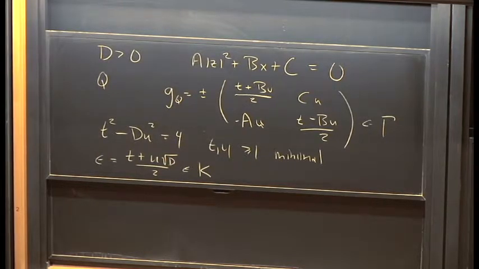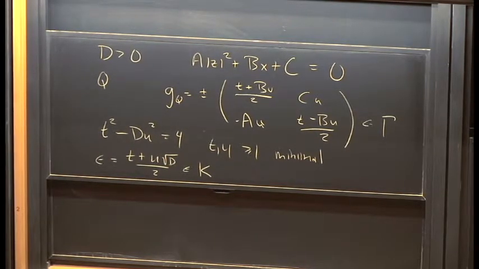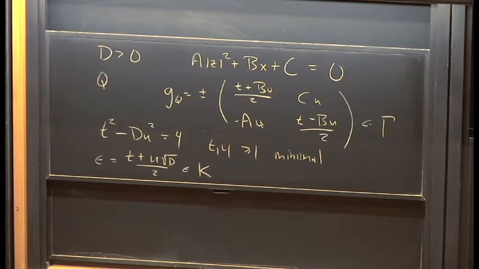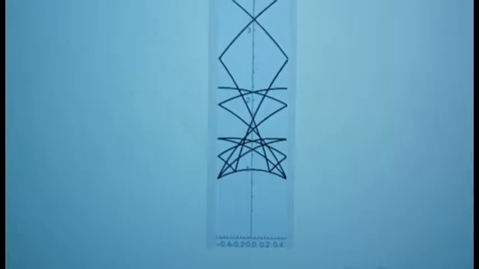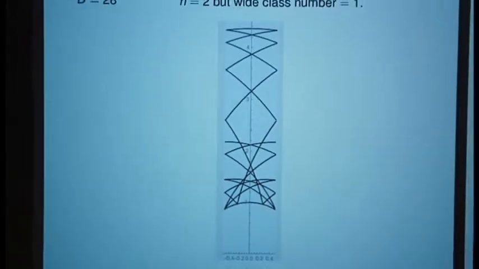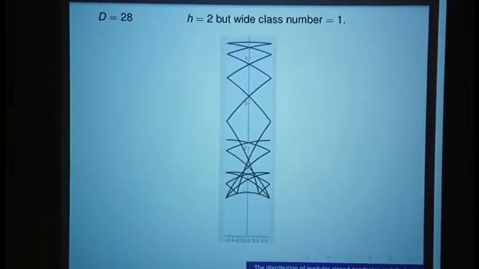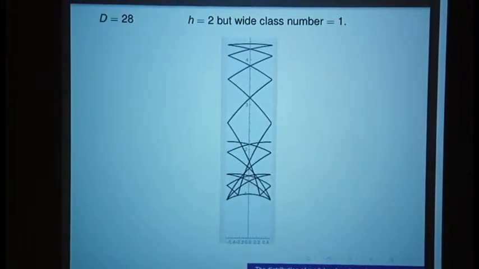And if you plot these guys, it's interesting to look at them too. It's harder to plot them actually. So here I took D as 28. Even though the class number is 2, it's really just 1 because there's 2 geodesics running opposite of each other, covering the same curve. And you don't really see too much there.